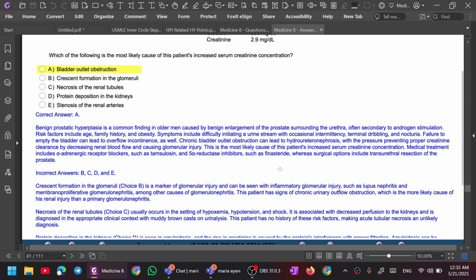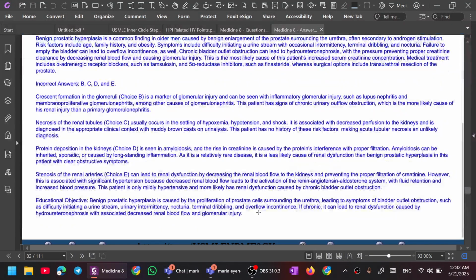It's not crescent formation. I'm going to read the other ones. It's not crescent formation in the glomeruli, which is a marker of glomerular injury and can be seen with inflammatory glomerular injury such as lupus or MPGN, among other glomerulonephritis. This patient has signs of chronic urinary outflow obstruction, which is the most likely cause of his renal injury rather than glomerulonephritis.